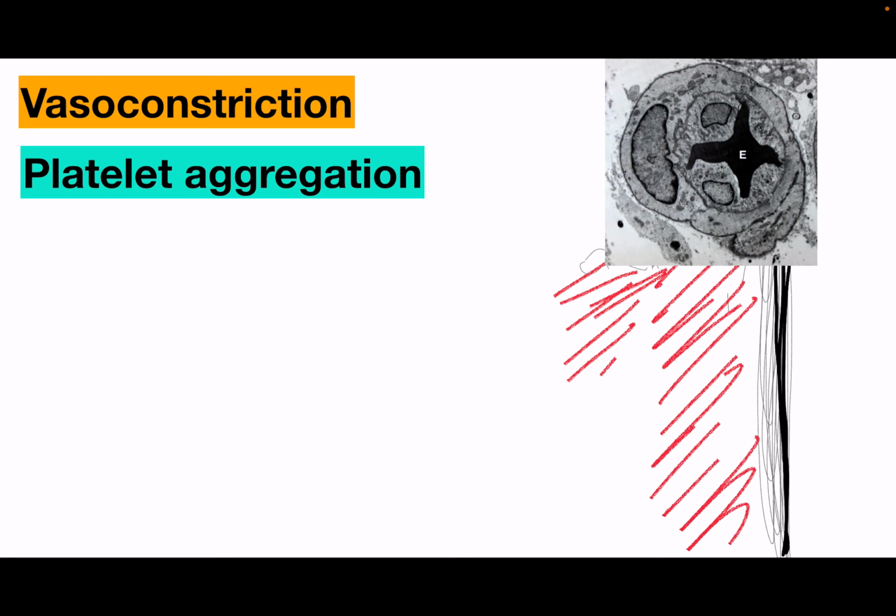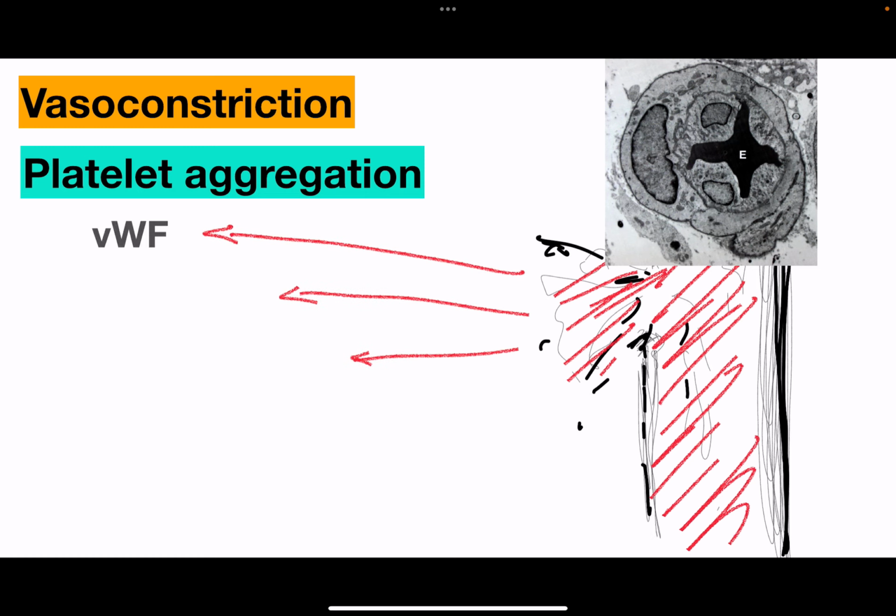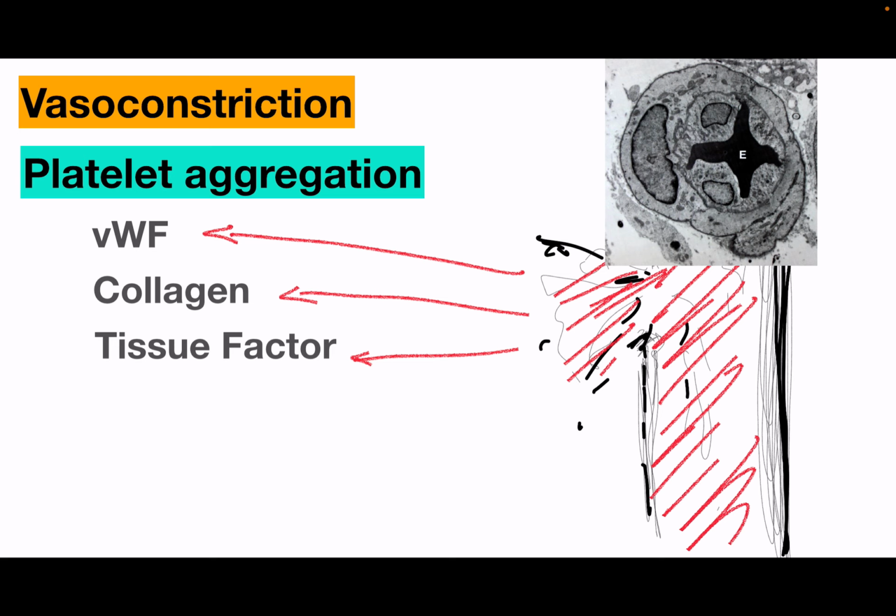So when there is a disruption to a blood vessel, when the endothelium is disrupted, external factors which are not usually exposed to the internal environment of a blood vessel are now exposed. And that includes things like von Willebrand factor, collagen, and tissue factor. And these are responsible for platelet aggregation.